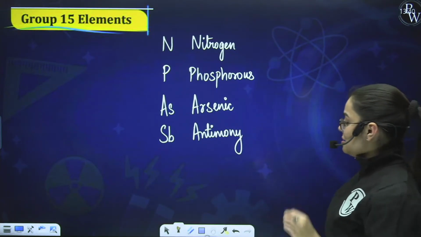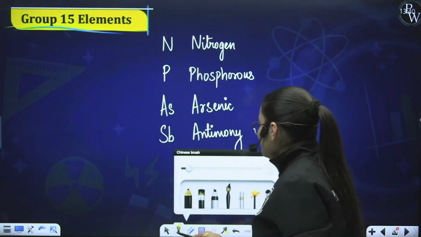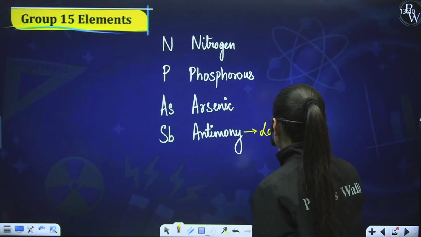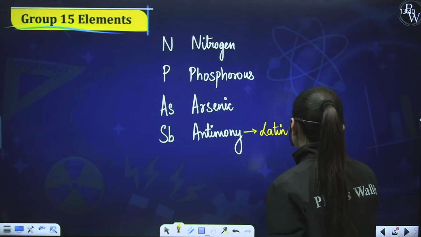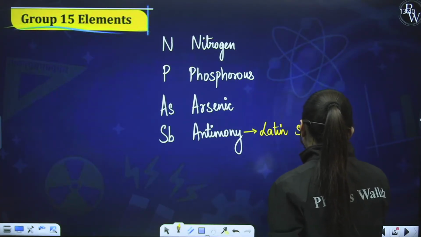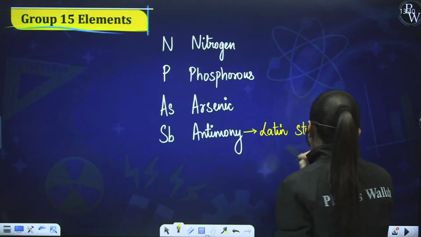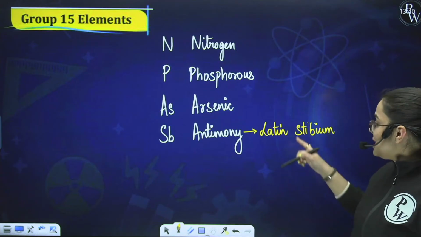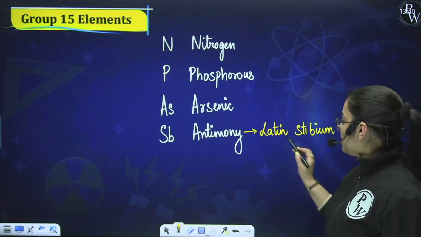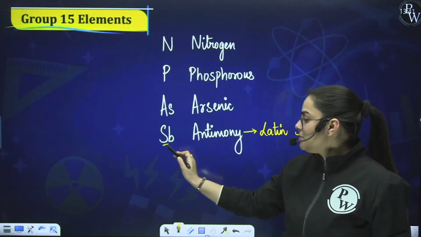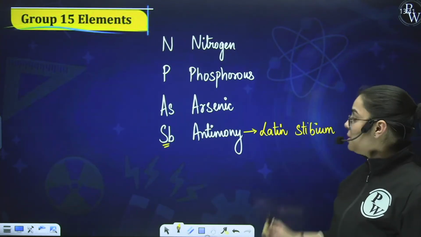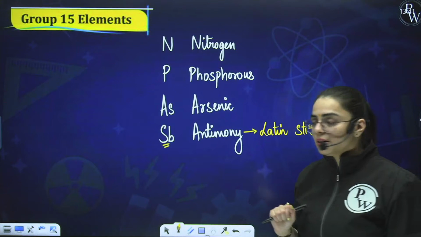So the reason behind it is that antimony in Latin is referred to as stibium. So this stibium is a Latin word, and from here this Sb has been written. It is denoted by the Sb symbol from this Latin word. Is it clear to you?